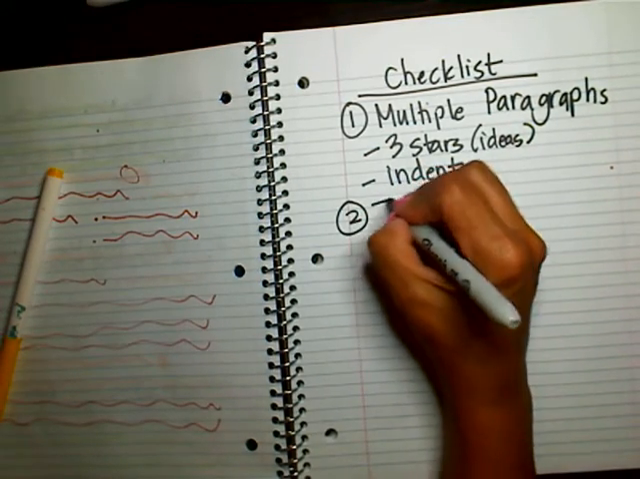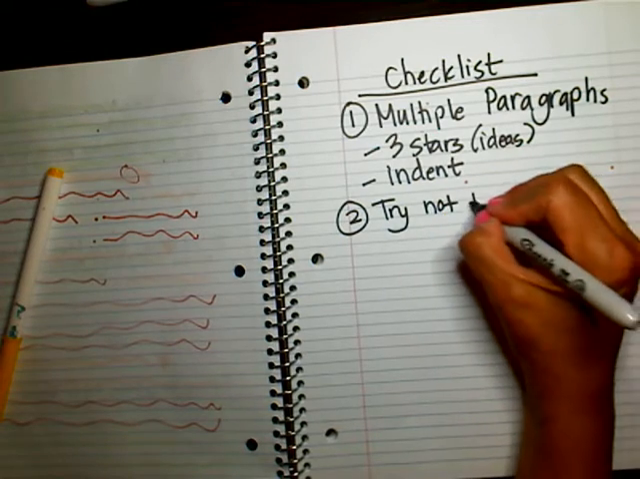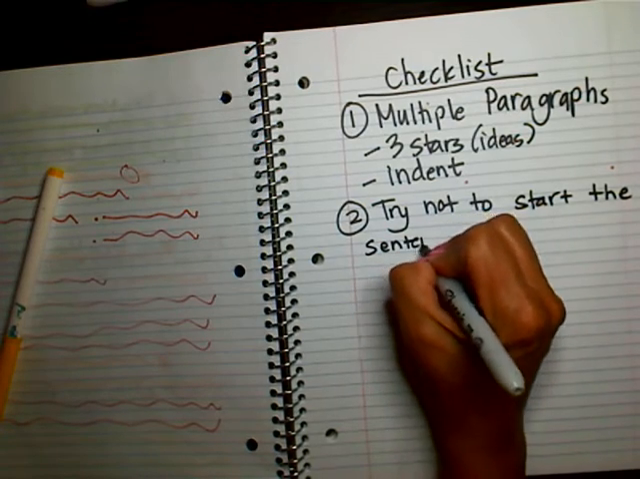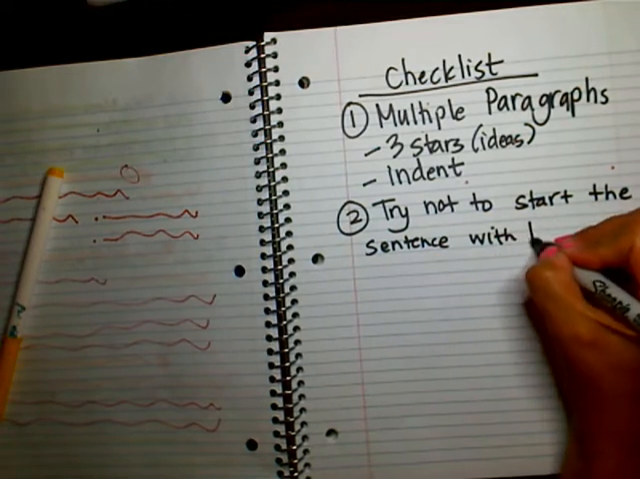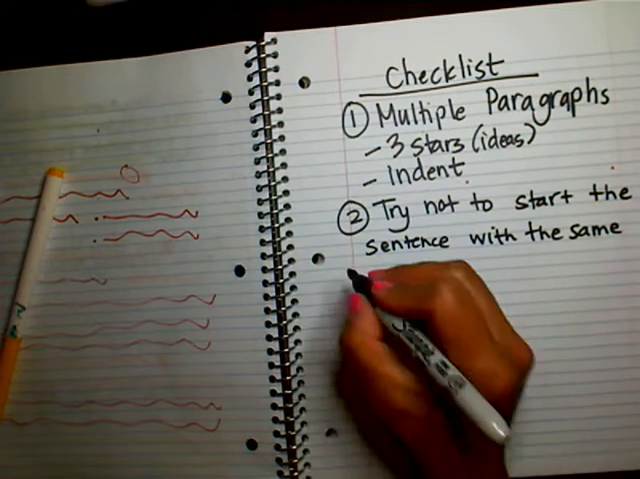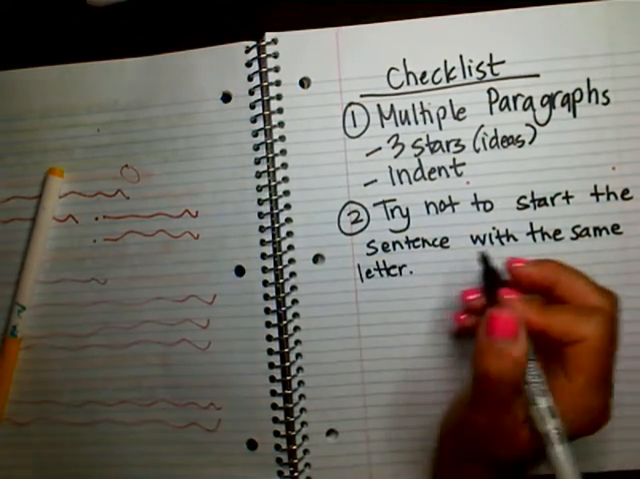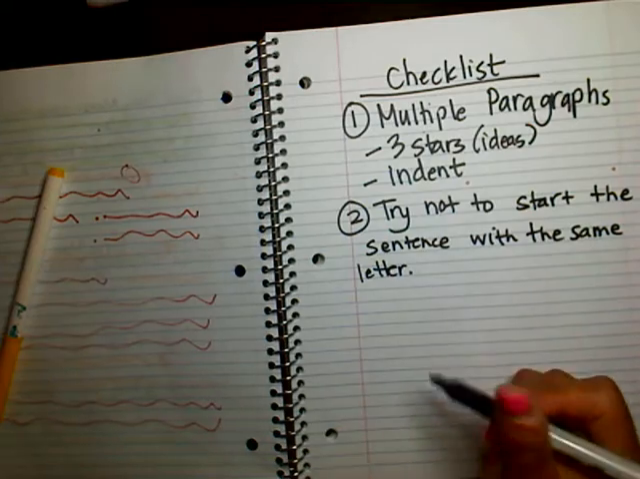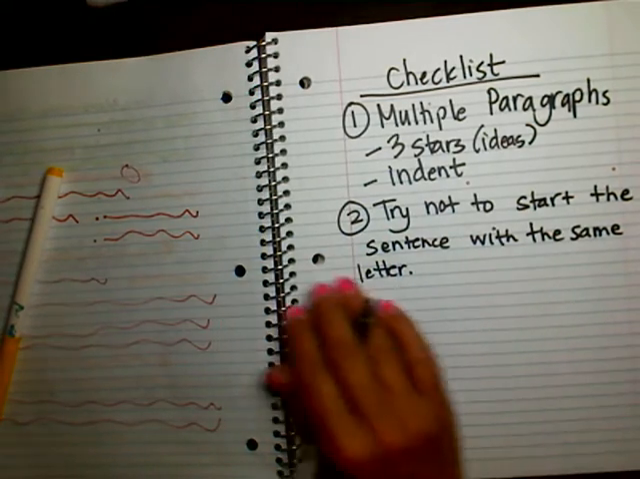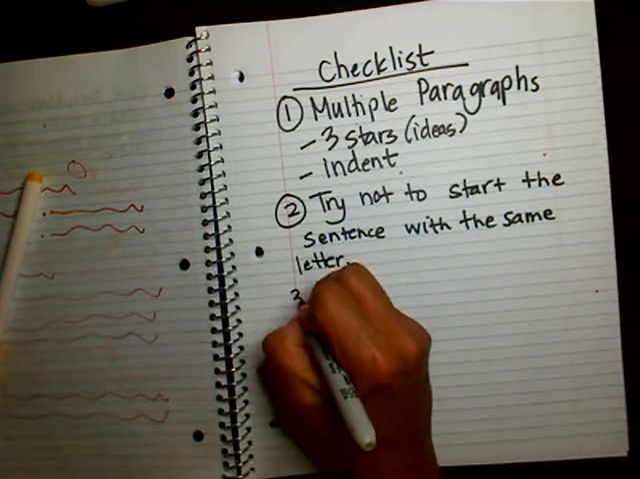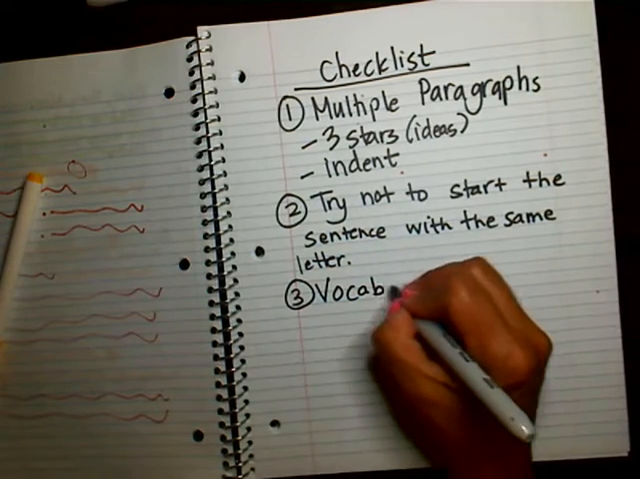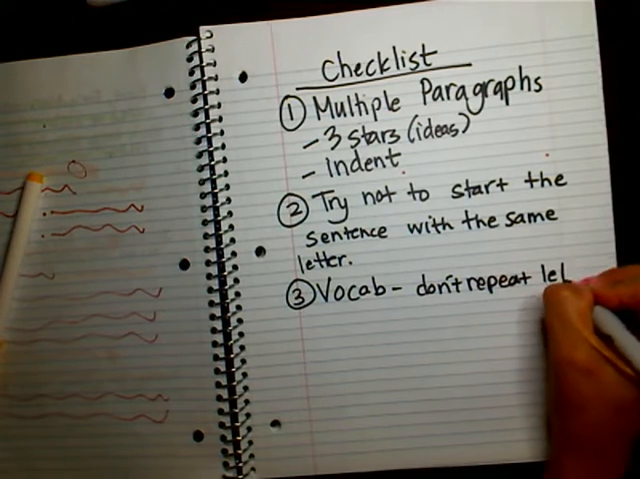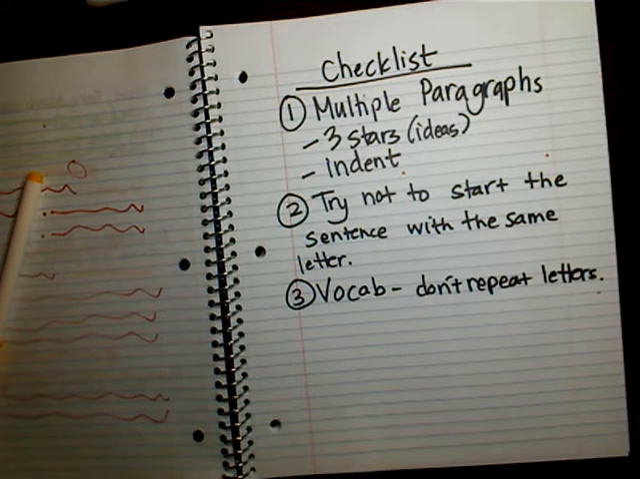2, I'm going to try not to start the sentence with the same letter. I like potatoes. I like strawberries. I like a Rubik's cube. I like the beach. Okay, try really hard not to do that. We're going to add awesome vocabulary so we don't repeat words. Okay, double check yours. We're going to try that really hard.